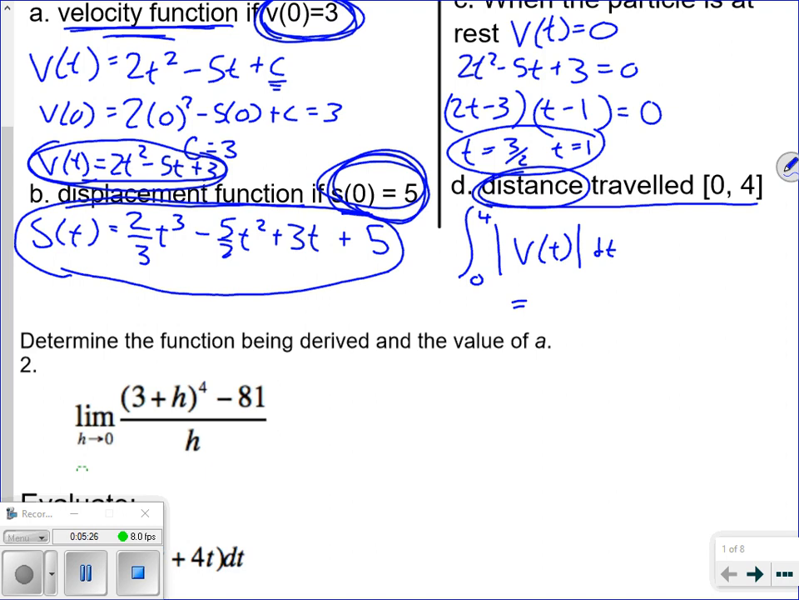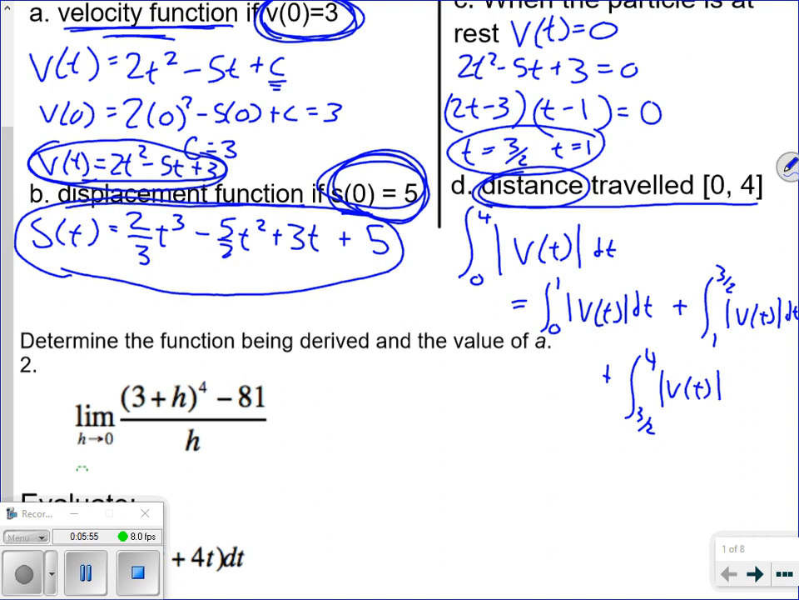Okay? All right, so we know that one break in the graph is at 1, absolute value of v of t dt. And we know that the other break in the graph is at 3/2. So that's from 1 to 3/2, absolute value of v of t dt. And then finally from 3/2 to 4, absolute value of v of t dt. So you'd integrate each of those pieces individually.